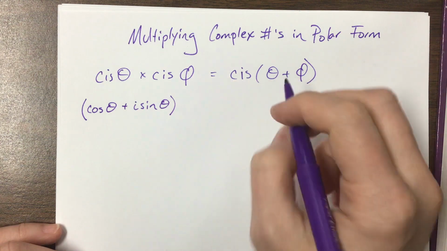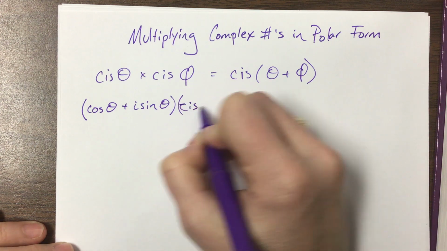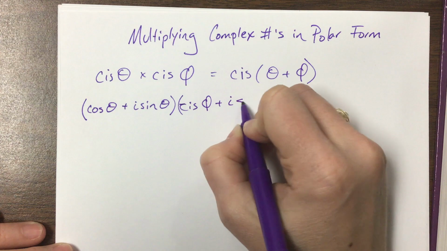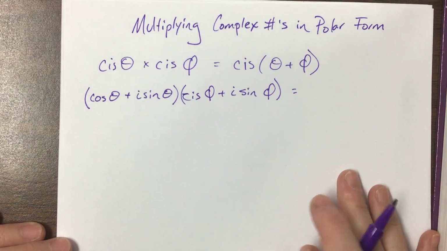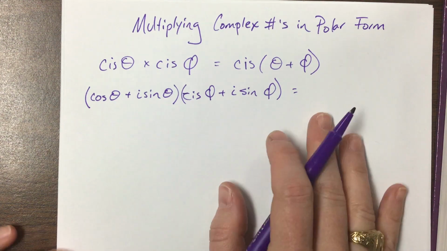And then this one, multiplied, becomes cosine of phi plus I sine of phi. All of a sudden, I forgot which side I wanted to start on. I think it should work either way. Okay, so let's keep going.